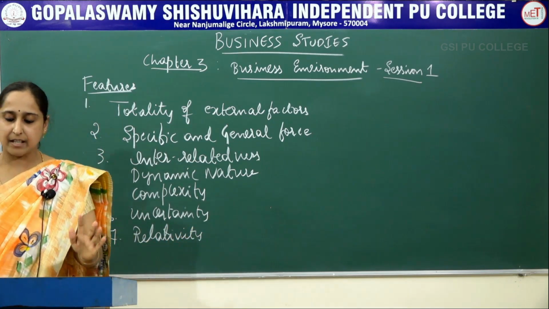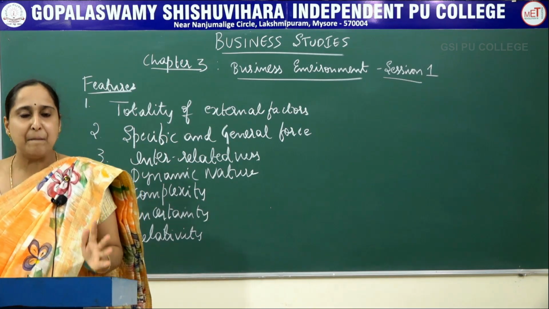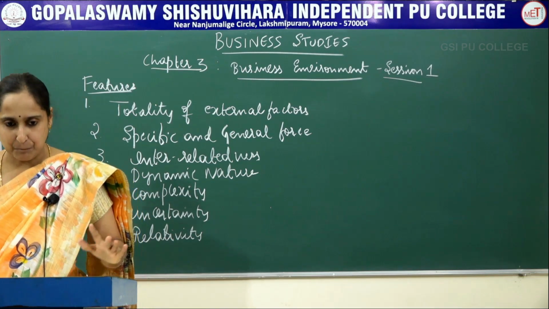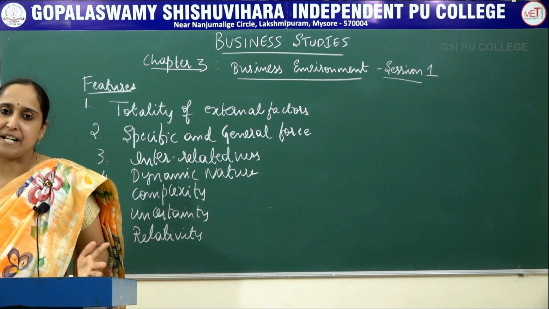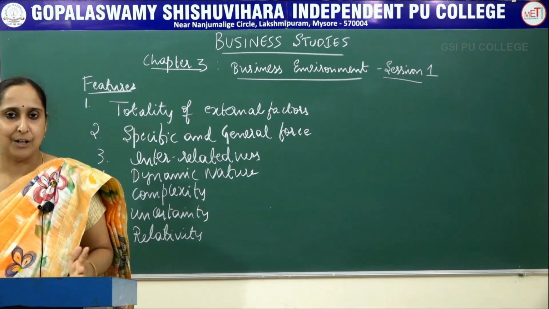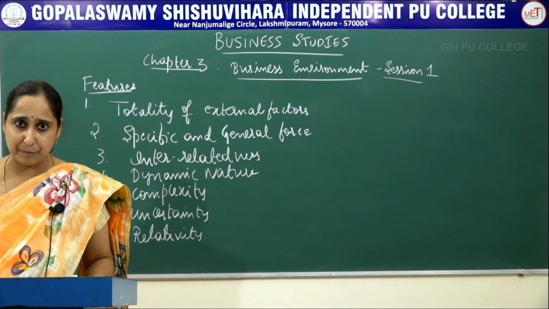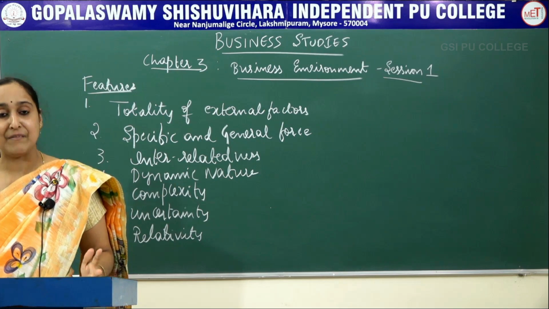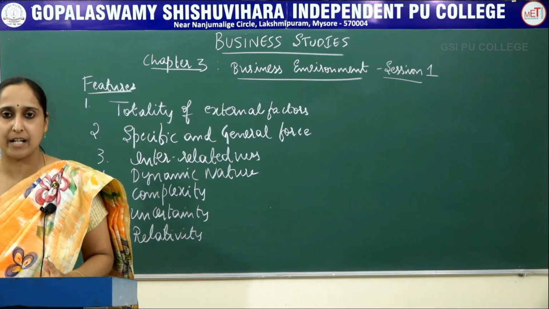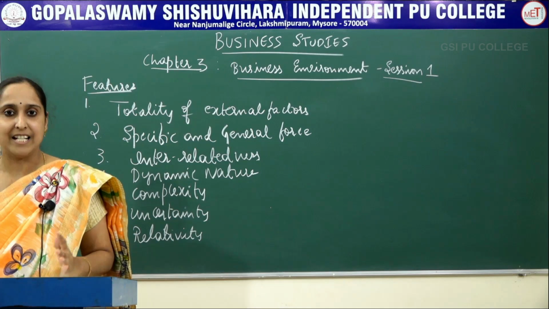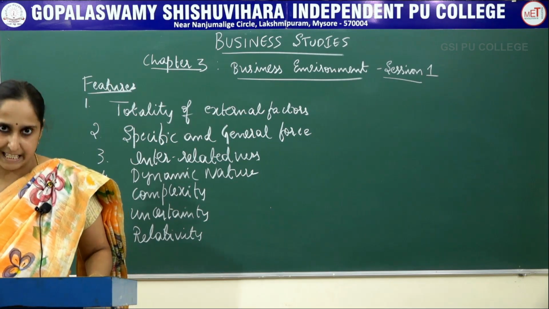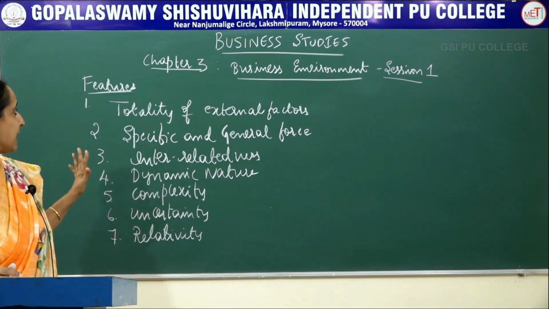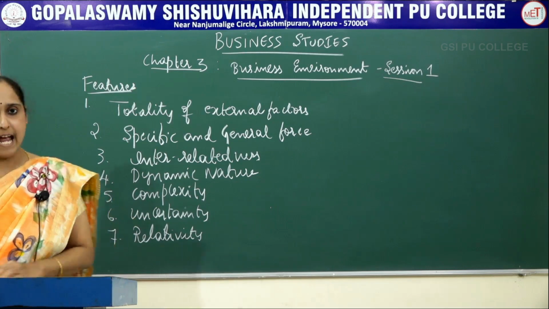Next is relativity. See, relativity means the impact of the business environment may differ from company to company or country to country. See, for example, political conditions in USA may differ from that of China or UK. And I can give you one more example. The demand for sarees in India is quite high. But when we compare to some other countries like European countries like France, etc., the demand for sarees is almost non-existent. So there is a relativity. So these are the 7 important features of business environment.